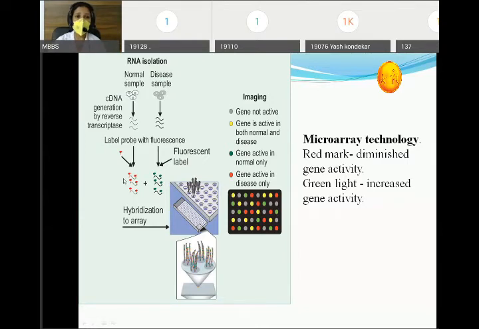This is a microarray technique, but just remember where it is used. If you get a red mark, it means there is diminution of the gene activity. And if there is a green light, it means there is an increase in the genetic activity.